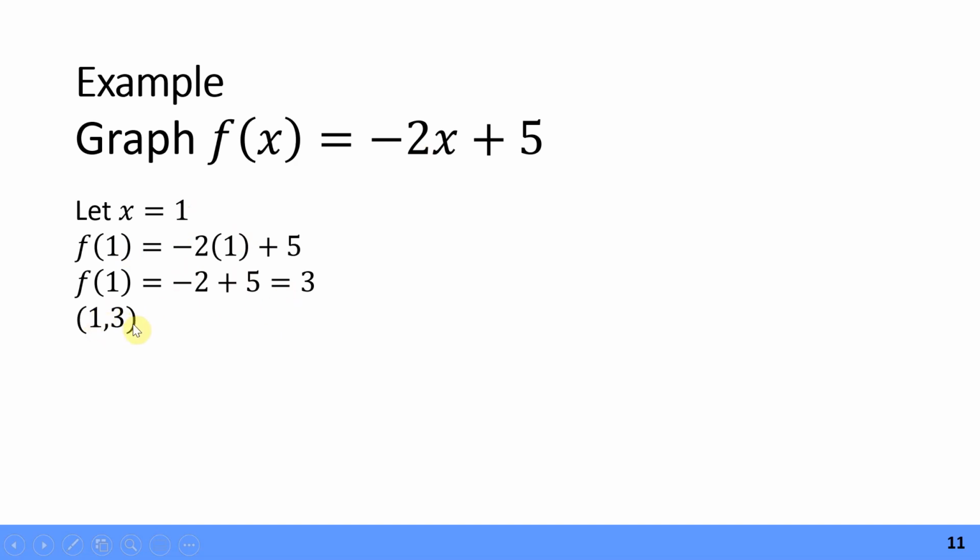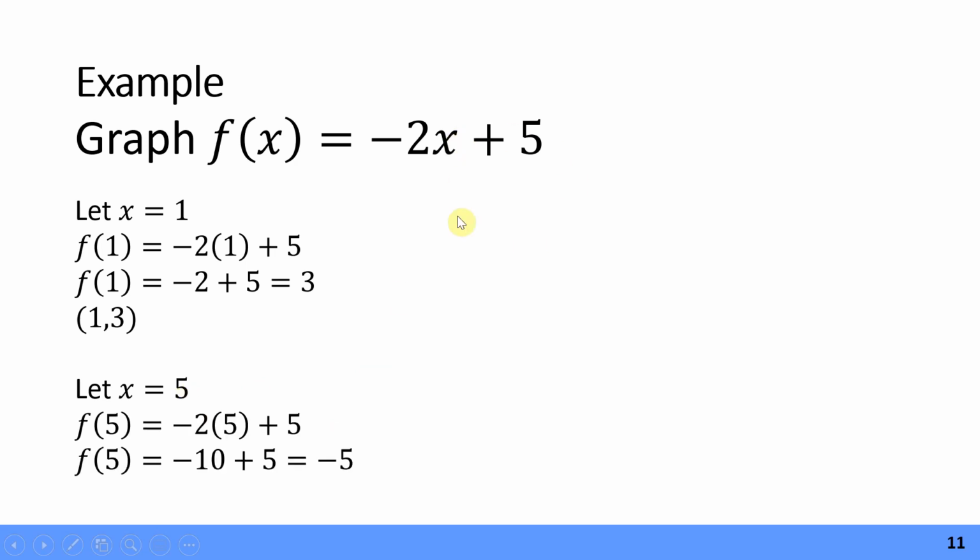So that gives me 1 comma 3, because 1 is the number I chose and 3 is the answer I got. And then I choose another number. So I made it a little more interesting, right? I chose a bigger number. I chose 5. And again, if you want to keep it with 1 and 2, go for it. But I chose 5, so that means 5 is going to go into the x. So negative 2 times 5 plus 5. Negative 2 times 5 is negative 10. And then I add 5 and I get negative 5. And of course, now I have to write it as an ordered pair: the number that I chose, which in this one was 5, and the answer that I got.